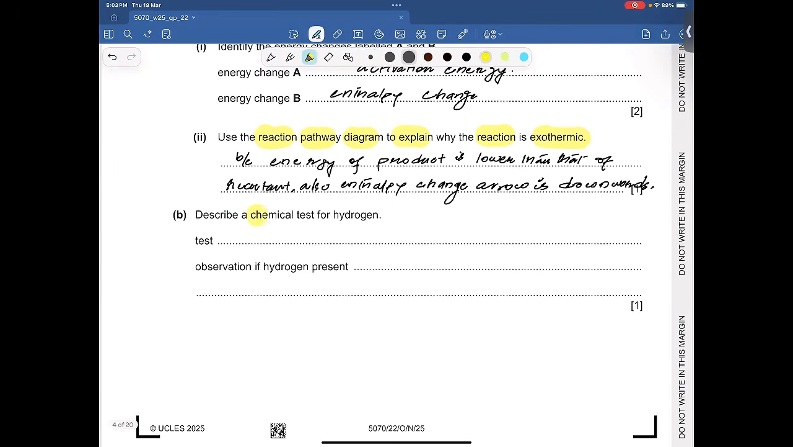Describe a chemical test for hydrogen. Test: use a burning splint. Observation if hydrogen is present: burns with a pop sound.